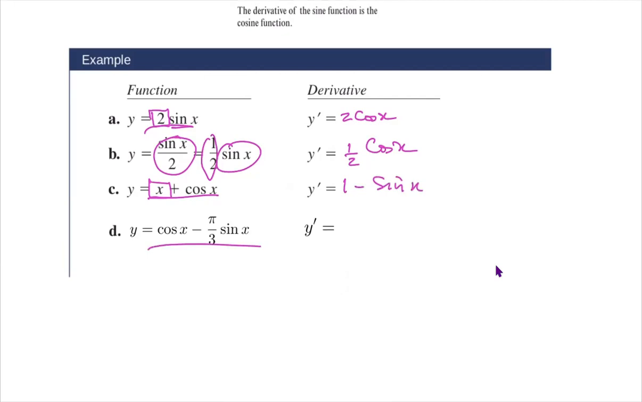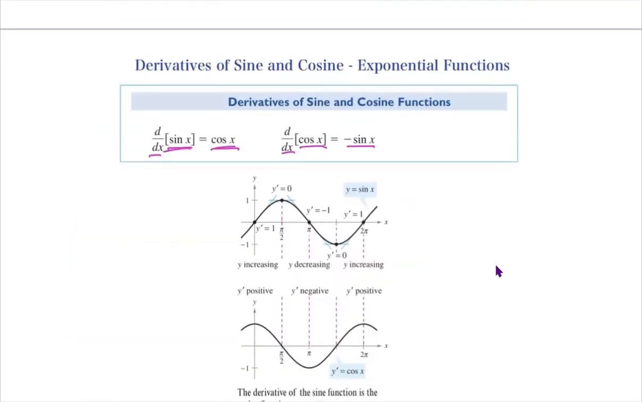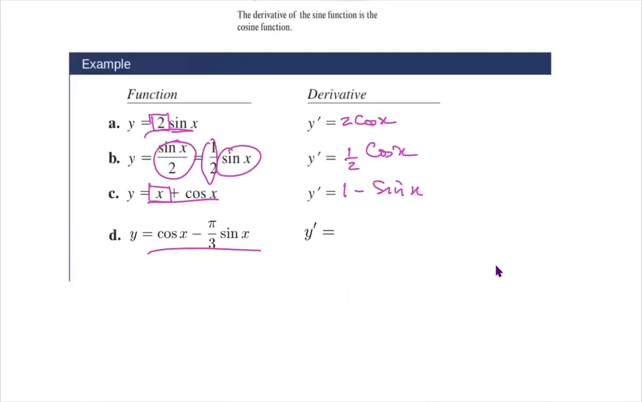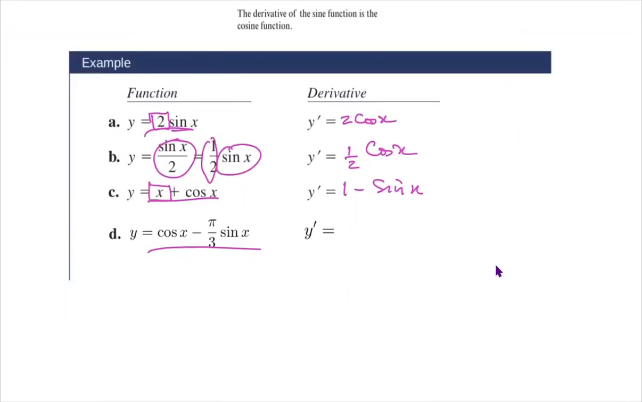Okay, so let's see this. Derivative of cosine x is negative sine x. Derivative of sine x, that's a constant, just bring it, negative pi over 3. And then derivative of sine x is cosine x. So that's cosine x. So that's it for this.